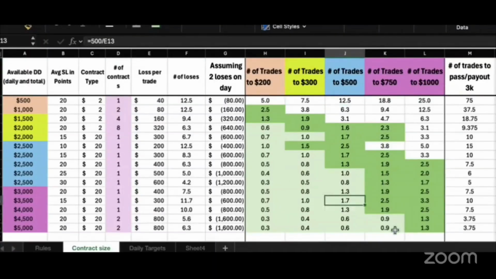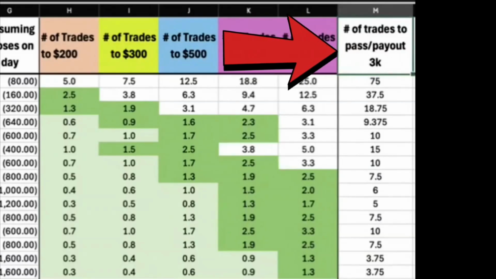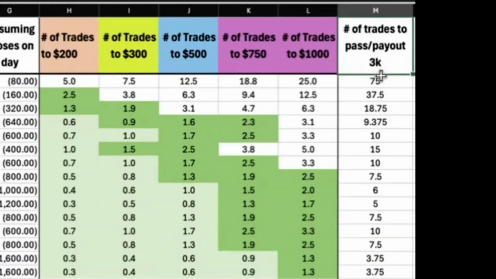So this right here is an area that I don't want to be in. That lot size is just too big for what I'm trying to do. This green area is kind of where I'm trying to get to. This darker, mid green, if you will. And of course, number of trades to pass or payout, assuming 3K, okay?